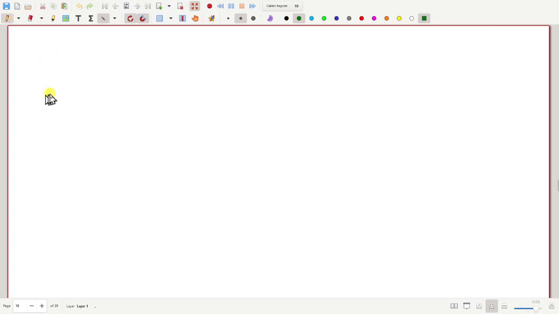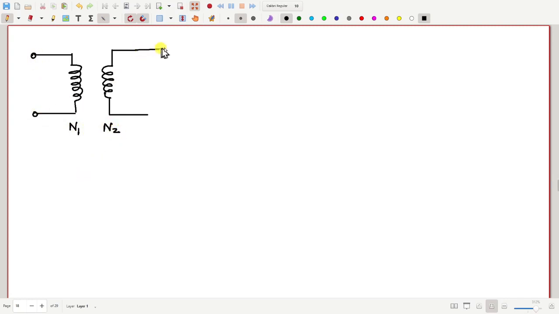We are studying transformers, and essentially a transformer is a pair of coils. Let me draw two coils, and suppose the number of turns is N1 and N2. Here are the primary terminals and here are the secondary terminals. Also, I need to put dots to make it complete.